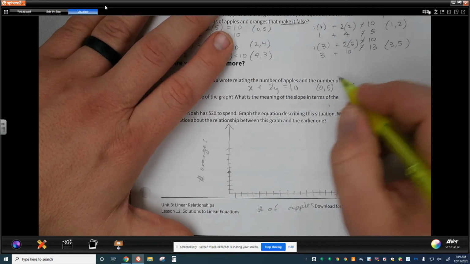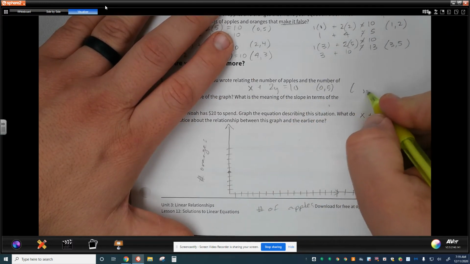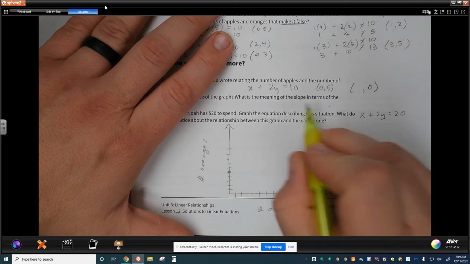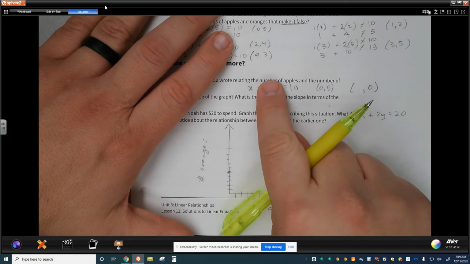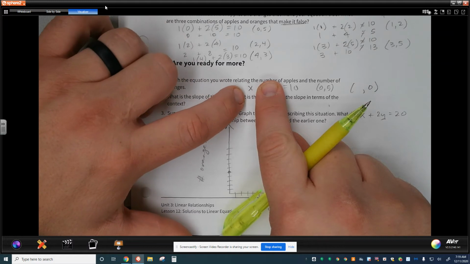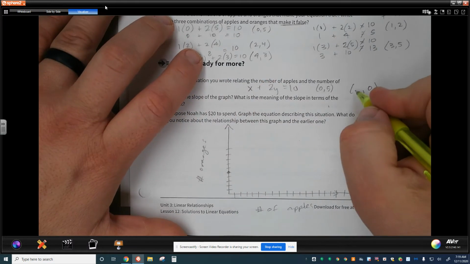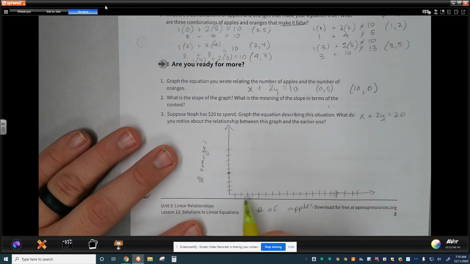What if I flip that around, and what if I say that I don't want to buy any oranges, 0 oranges for y? How many apples could I buy? Well, if I cover that up, it really doesn't exist. I could buy 10 apples. So right here. So that means on my x-axis, I could go 1, 2, 3, 4, 5, 6, 7, 8, 9, 10.